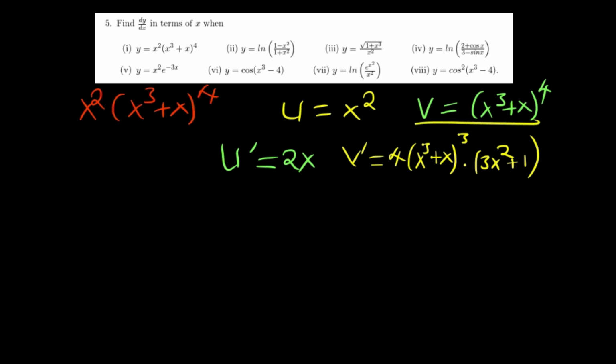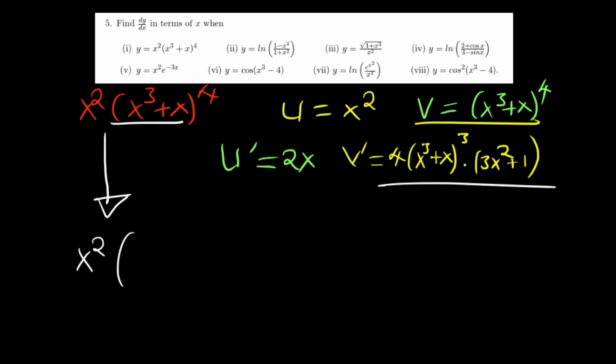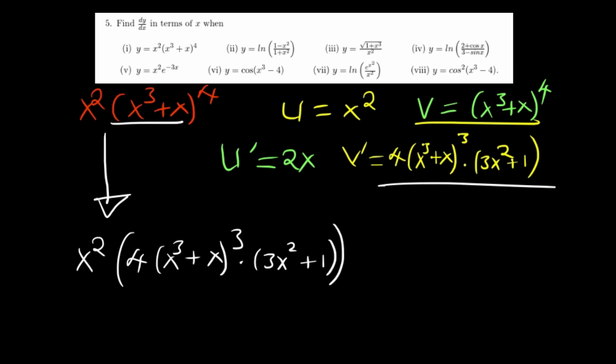The basic idea of the product rule is it doesn't matter what you start with. So I'll start with x squared, and then I'll multiply by the derivative of the other part, which is 4 open brackets, x to the power 3 plus x, to the power 3, multiplied by 3x squared plus 1, and then plus the second part, x to the power 3 plus x to the power 4, multiplied by the derivative of the very first part, which is 2x. This is what the product rule tells us to do.